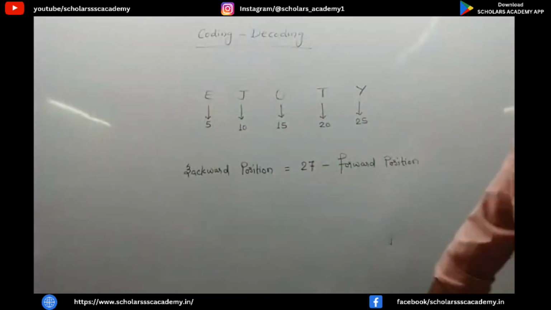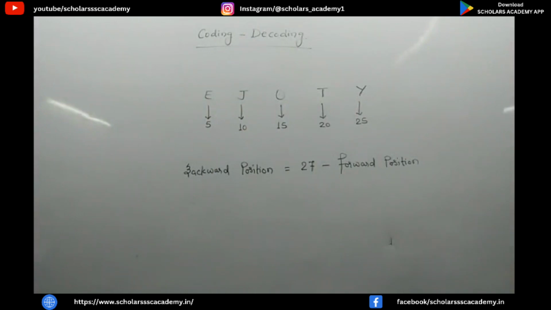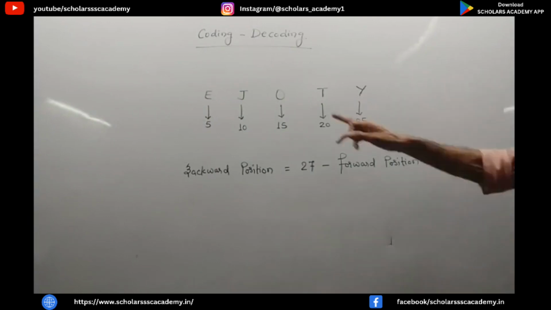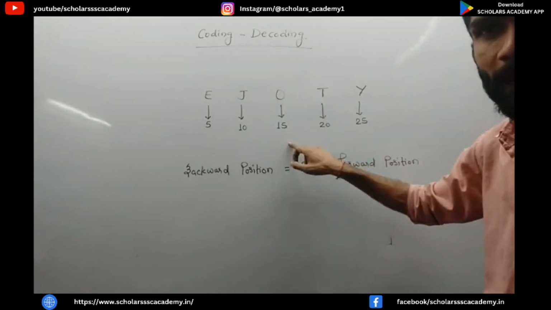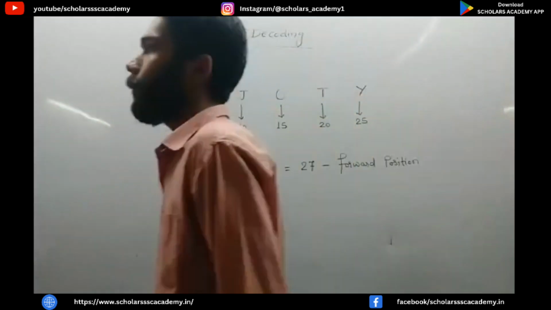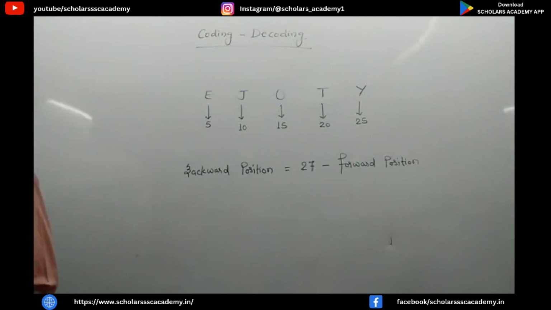So if someone asks you what is the forward position of P, first of all, the forward position of P, what is it going to be? The forward position of P is 16, O 15, P 16. Now if they ask you what is the backward position of P, so to find that you have to subtract the forward position from 27. 27 minus 16 means 11. Clear? So this is how you have to solve the questions from this part.